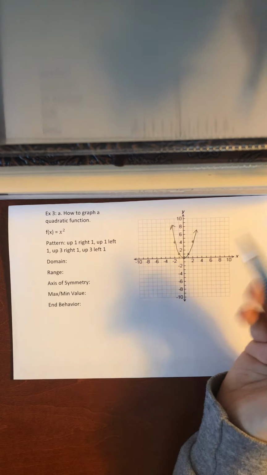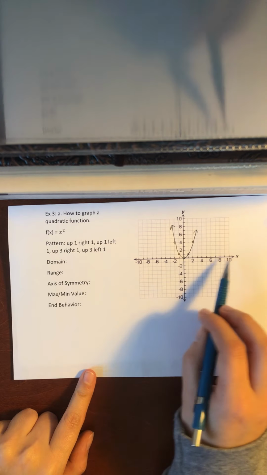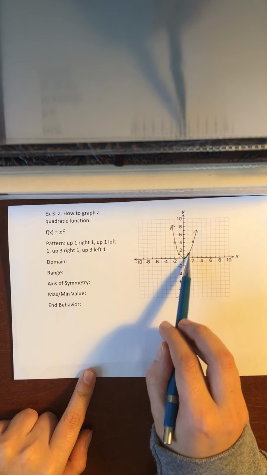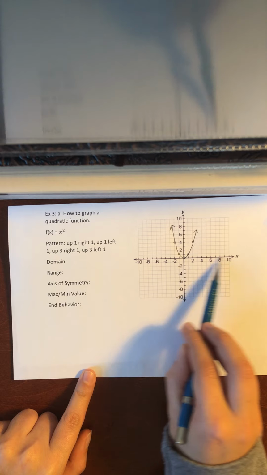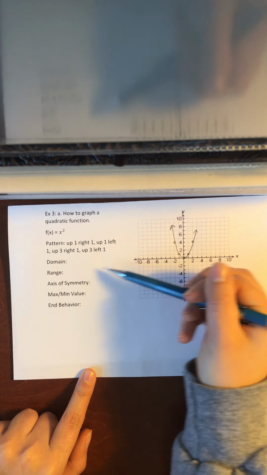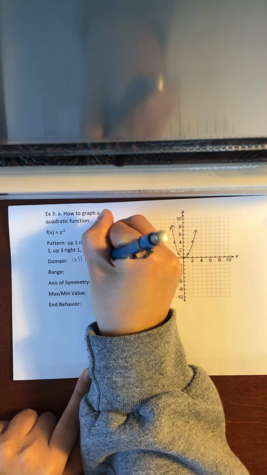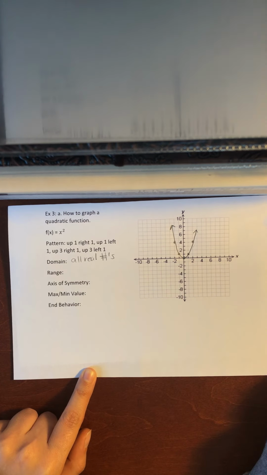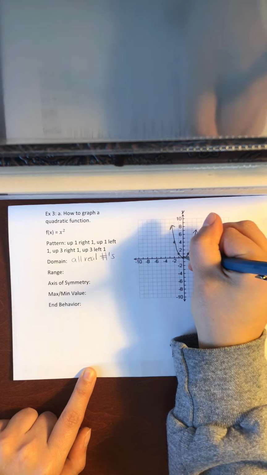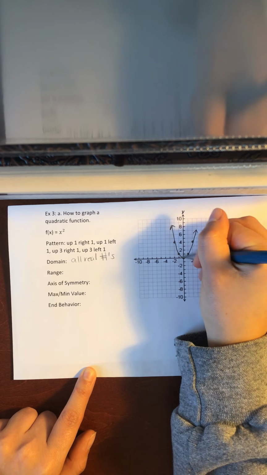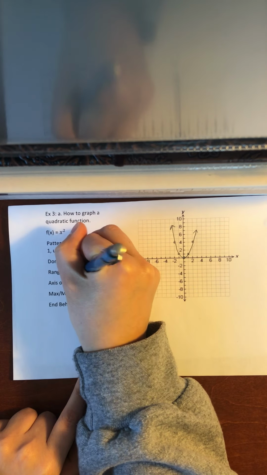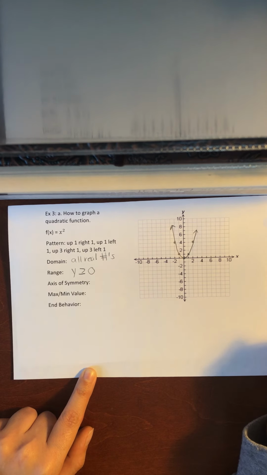Okay, your domain. So all possible x values are included on this graph because your x values are just going to keep going this way. You're going to keep having more x values that go this way, and you're going to have x values that go this way on forever. So all real numbers. Your range, your lowest y value is 0, and then the values just go up from there. So y is greater than or equal to 0.